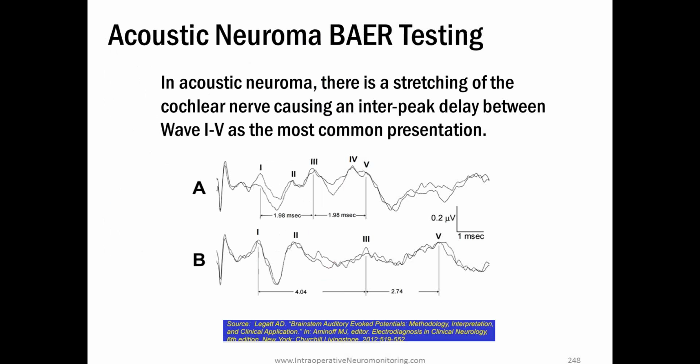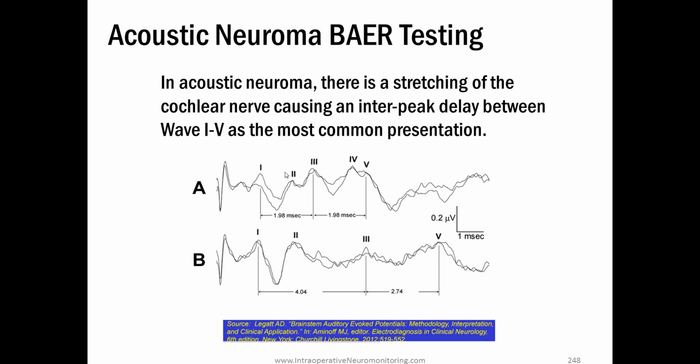Acoustic neuroma BAER testing. In an acoustic neuroma, there is a stretching of the cochlear nerve causing an interpeak delay between wave 1 and 5 as the most common presentation. So here on the top we have a normal ABR, wave 1, 2, 3, 4, 5, very similar interpeak latencies.